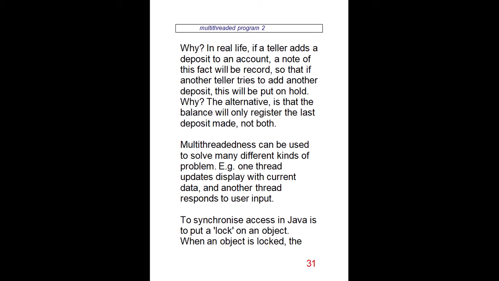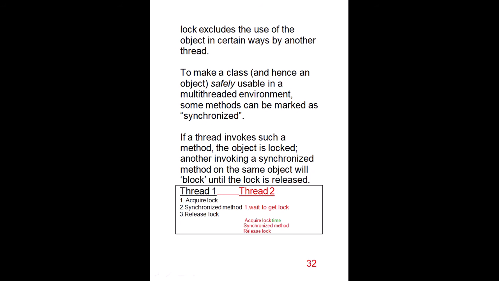So multi-threadedness, as we've seen in the course, can be used to solve many different kinds of problems. For example, one thread can update a display with the current data, and another thread responds to the user's input. So to synchronize access, in other words, to force access to be orderly and safe, Java can put a lock on an object. And when an object is locked, the lock excludes the use of the object in particular ways by another thread. In other words, you're getting something like mutual exclusion.